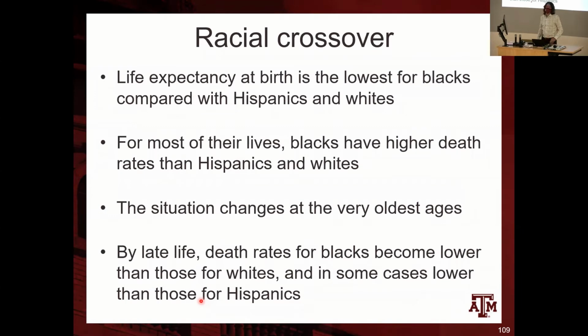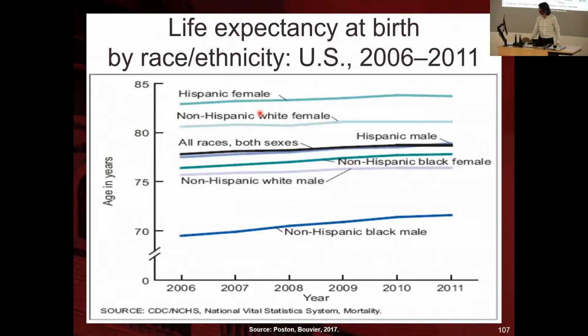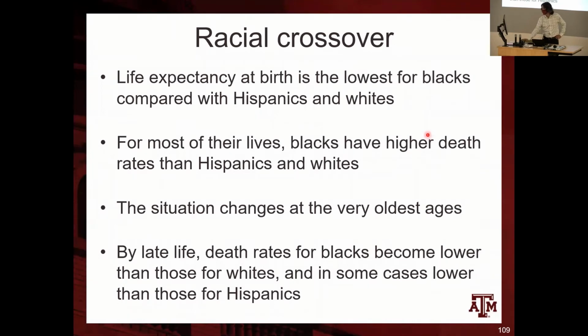Another important topic to discuss in mortality in the US is the racial crossover. Life expectancy at birth is the lowest for Blacks compared with Hispanics and whites. We saw that in this graph here: Black women lower than white women, lower than Hispanic women; Black men lower than white men, and lower than Hispanic men. So overall, life expectancy at birth is the lowest for Blacks, and for most of their lives, Blacks have higher death rates than Hispanics and whites.